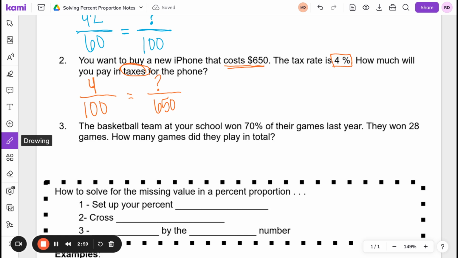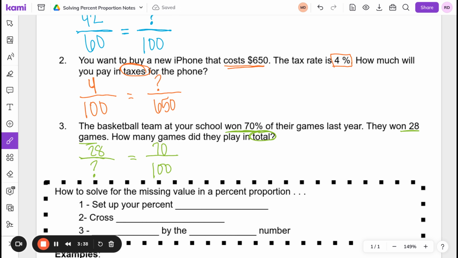Number 3, the basketball team at your school won 70% of their games. They won 28 games. How many games did they play in total? So same thing. Here's our percent proportion. We always have the number 100. Percentages always go over the number 100. And they told us that we had 70%, so that has to go there. The question then specifically asked for the total. The total goes on the bottom, so then that means 28 is the part you won. So again, that is just setting up.